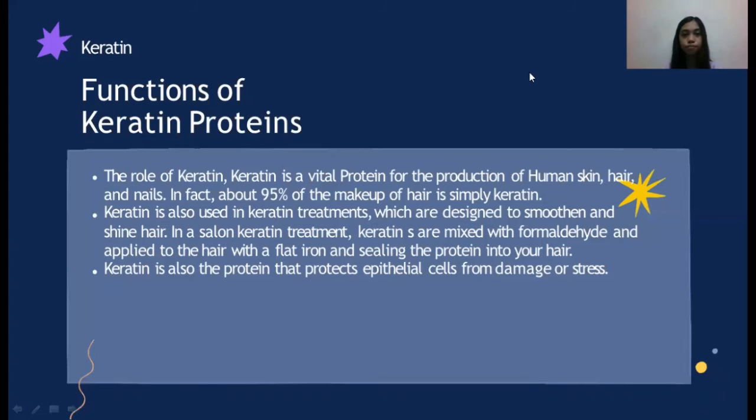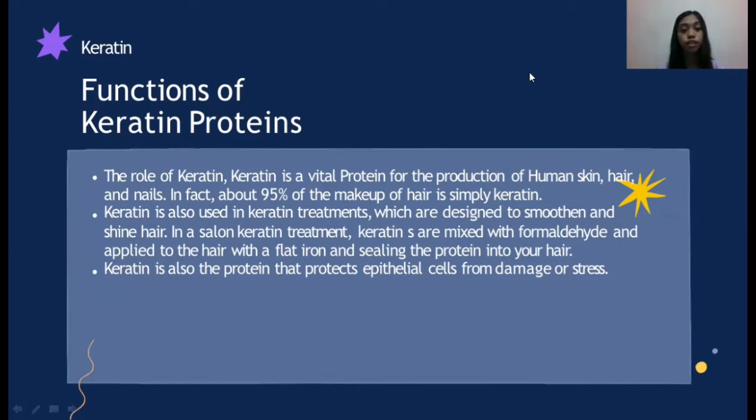Functions of keratin proteins. The role of keratin is a vital protein for the production of human skin, hair, and nails. In fact, about 95% of the makeup of hair is simply keratin. Keratin is also used in keratin treatments, which are designed to smoothen and shine hair. In a salon keratin treatment, keratin is mixed with formaldehyde and applied to the hair with a flat iron, sealing the protein into your hair.